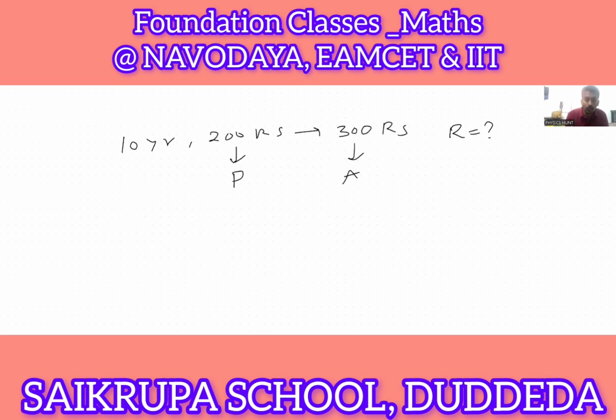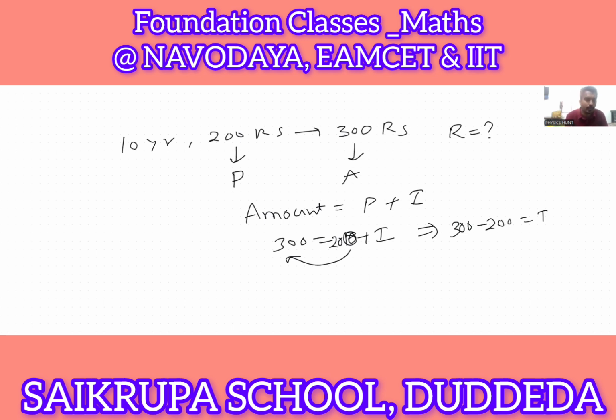So amount equals principal plus interest. So 300 equals principal plus interest. So principal is 200. So you substitute. So take 200 this side. So 300 minus 200, that is I, interest. So what is the interest? 100. Now the interest formula is P into R into T by 100.